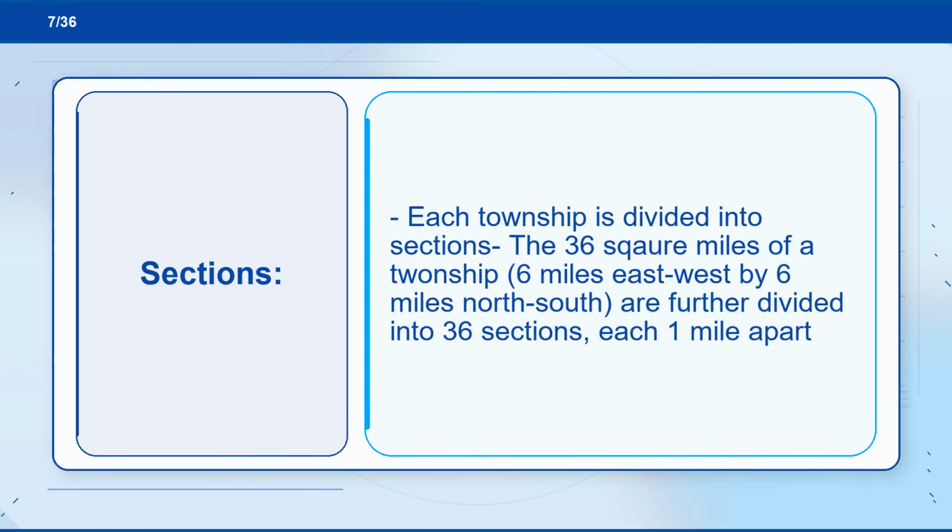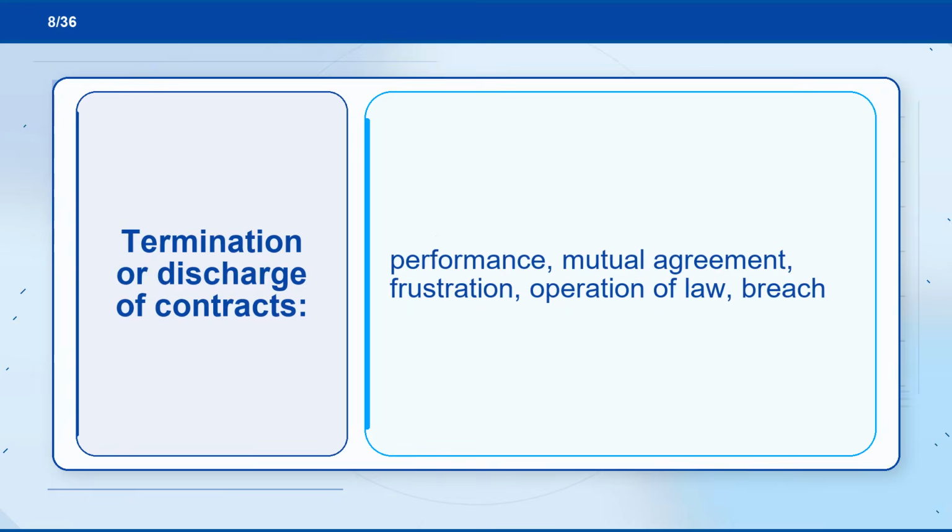Flashcard 7. Term: sections. Definition: each township is divided into sections. The 36 square miles of a township, 6 miles east-west by 6 miles north-south, are further divided into 36 sections, each 1 mile square.